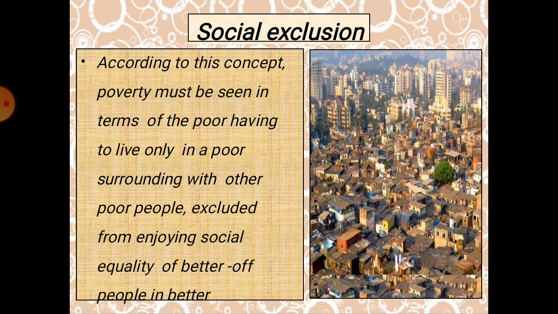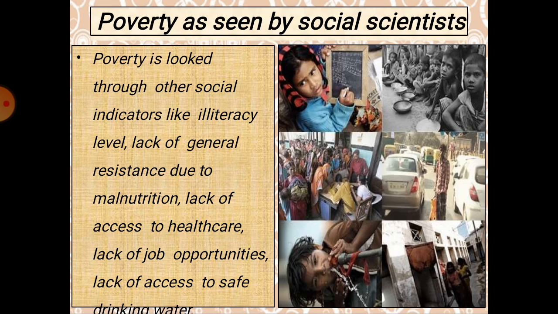So this is what today's class is about. We'll have a quick recap. If you see poverty as seen by different social scientists, they are not concentrating on one aspect like income and consumption. Along with that, they also include other indicators like illiteracy level, lack of general resistance due to poor nutrition, lack of access to health centers, lack of opportunity, and lack of safe drinking water as the major causes.